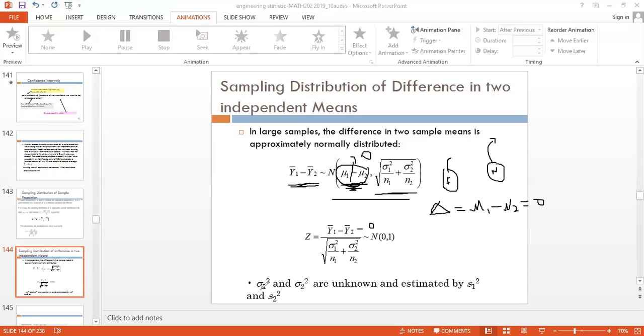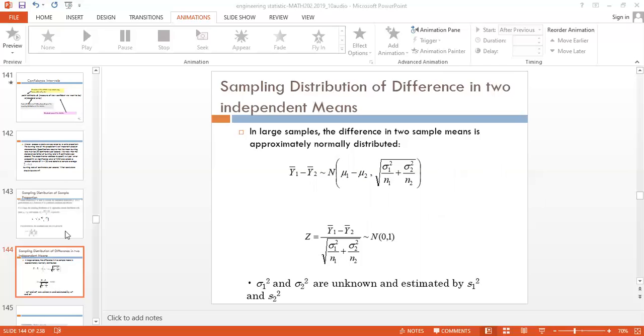And in the case where we do not know them, we will use the sample standard deviation or the sample variances for the two populations in estimating the unknown population variance, but we'll come to that later.